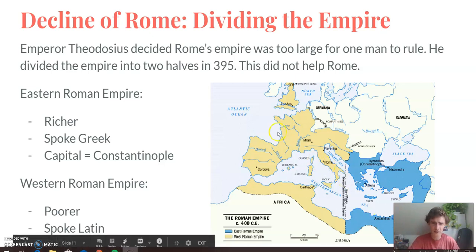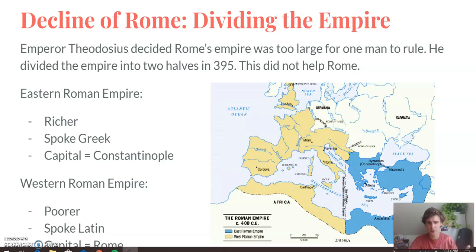The Western Empire, they were more affected by the invasions from the German tribes, and they were poorer. The people there still spoke Latin and kept their capital at Rome, but they're going to be the poorer half, and they're the ones that are going to fall apart first.